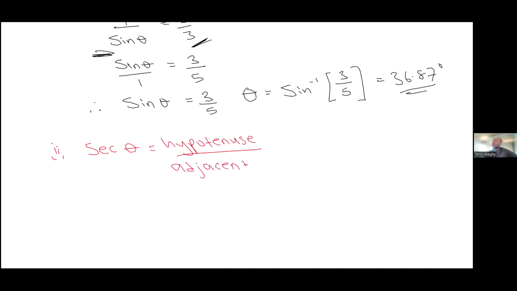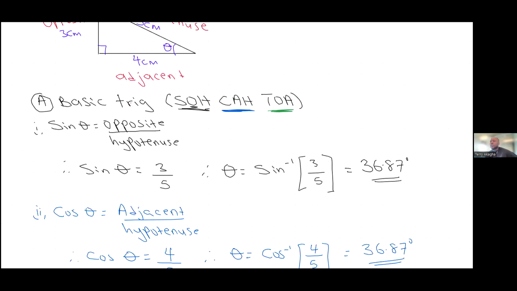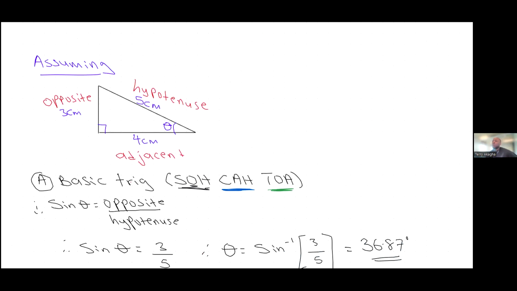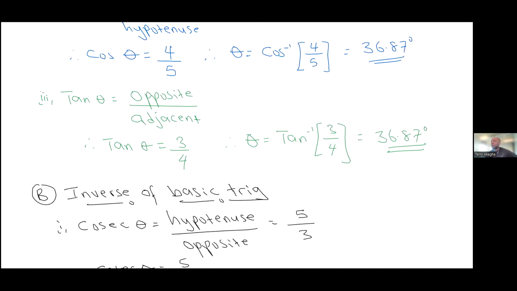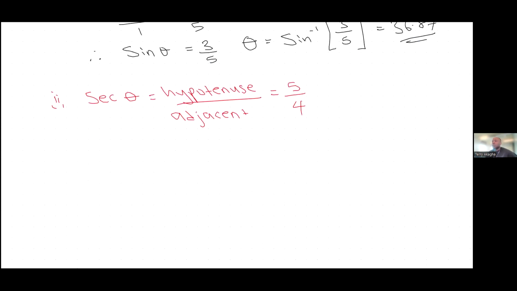Now, let's go to the diagram now. So let's see which is the hypotenuse and which is the adjacent. So the hypotenuse in this case was 5, and the adjacent was 4. Okay? So that means I can now say that my sec theta is equal to 5 divided by what?